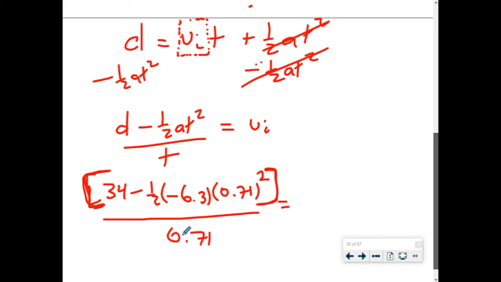I've never shown that before. Make sure you're seeing it. 34 minus a half times negative 6.3 times 0.71 squared. Thank you. And then divided by 0.71. And if you do all of that right, you get this answer here. 50.123, etc.